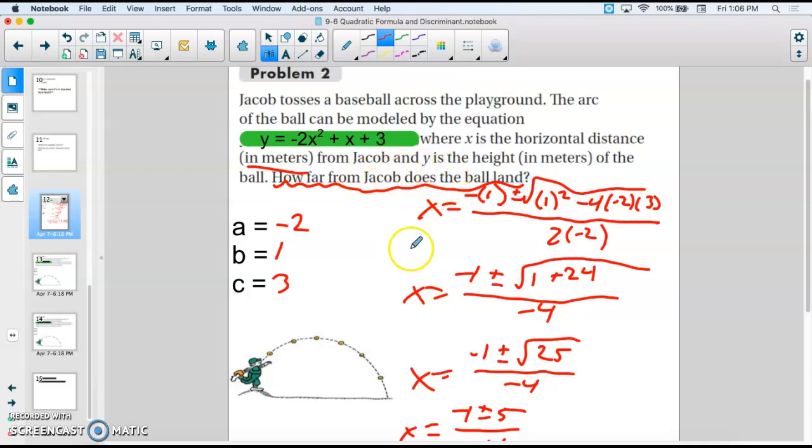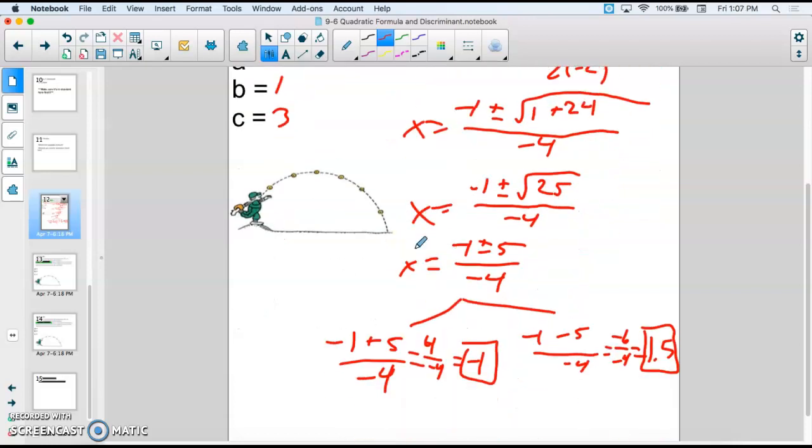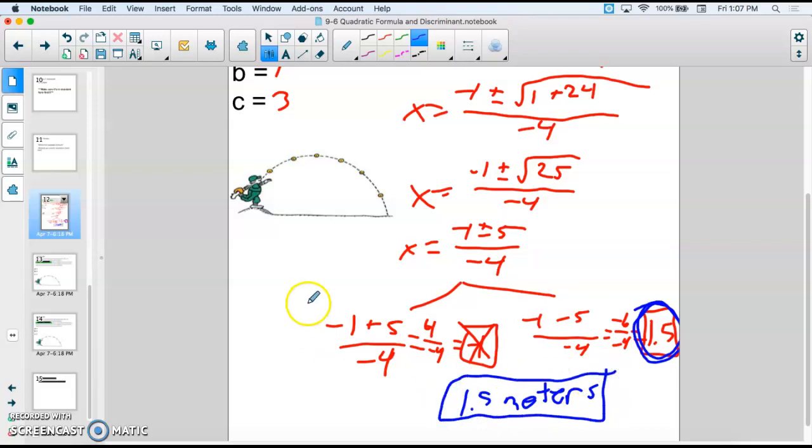When we have a real story problem, one of these answers will not make sense to our problem. If he throws a ball, is it going to go negative 1 meter? Obviously if he throws it backwards, but let's not nitpick here. This answer does not make sense in our problem. The one that makes sense is 1.5. So how far does he throw the ball? 1.5 meters would be our answer. In our problem, one answer will make sense.